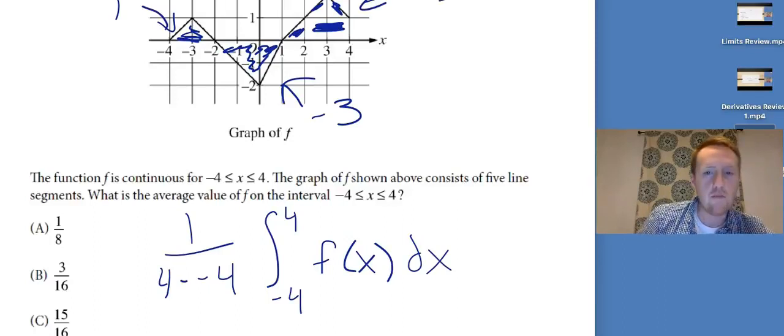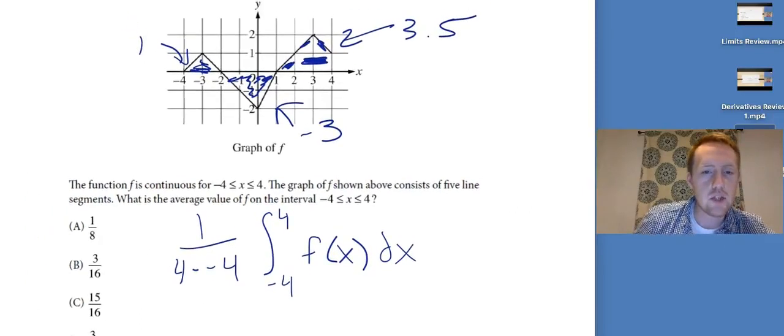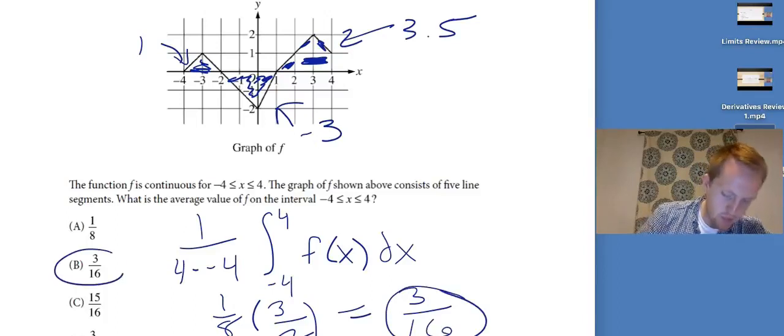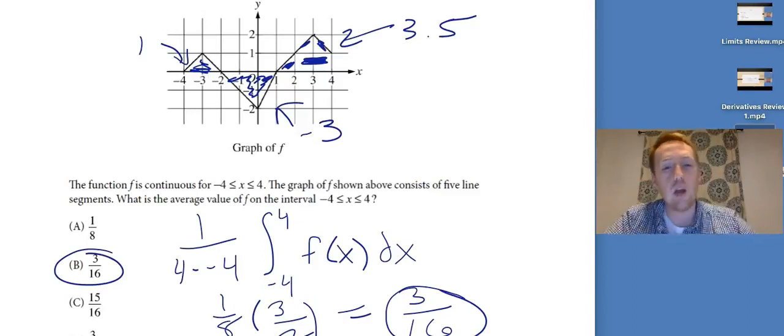So 3.5 minus 3. 3.5 minus 3 is going to be 1/2 plus 1 is 1.5. So this becomes 1 over 8 times 3 over 2, which is 3 over 16, which is B. So again, another geometric problem, just break it into shapes that you know.